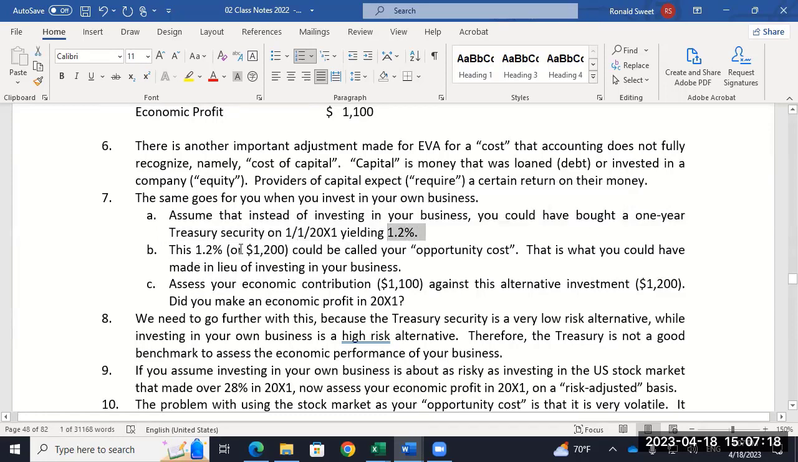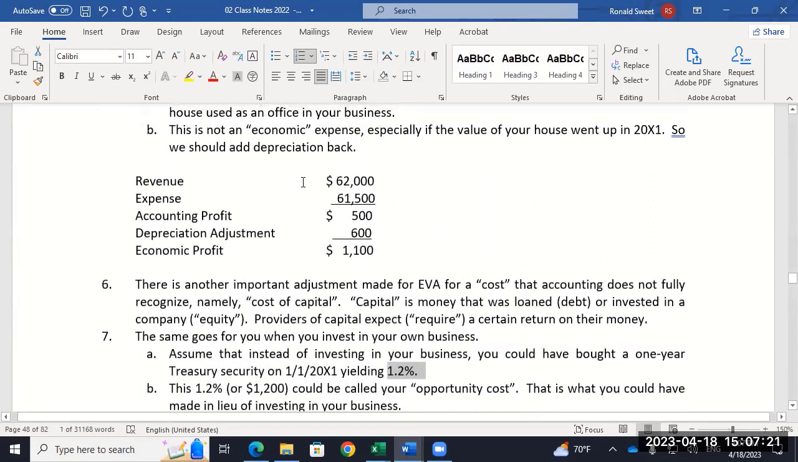I could have made $1,200. So I would have been better off keeping my job where I was. And instead of starting this business, I could have just invested $100,000 in treasuries. I would have made $1,200. Instead, I only made $1,100. So I didn't do very well.